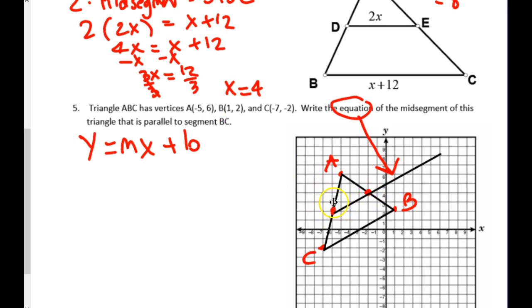So let's find the rise and run for this midsegment. How much does it rise? 2. How much does it run? 4. 2 over 4 reduces to 1/2 x. And then plus b, what does b stand for? Where does it cross the y-axis? At 5. So 1/2 x plus 5 is the equation of my midsegment parallel to BC.